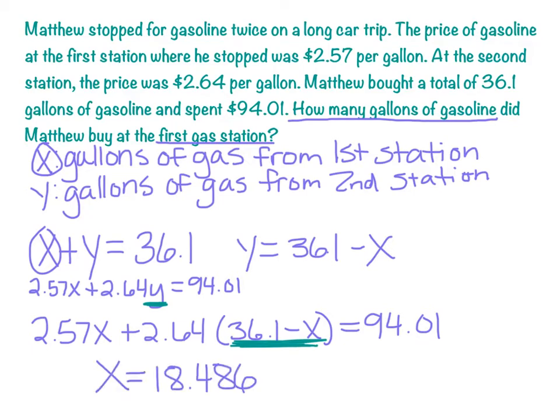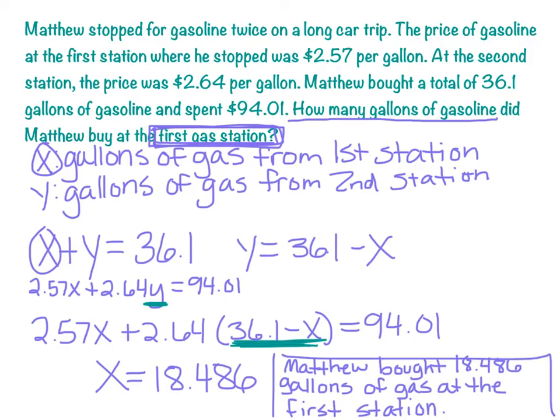18.486. And now normally when I'm solving a system, I want to solve for X and Y, but my problem only asked me for the gas at the first station. So I don't really need to find Y. So now I just need to answer the question with a full sentence. Matthew bought 18.486 gallons of gas at the first station.